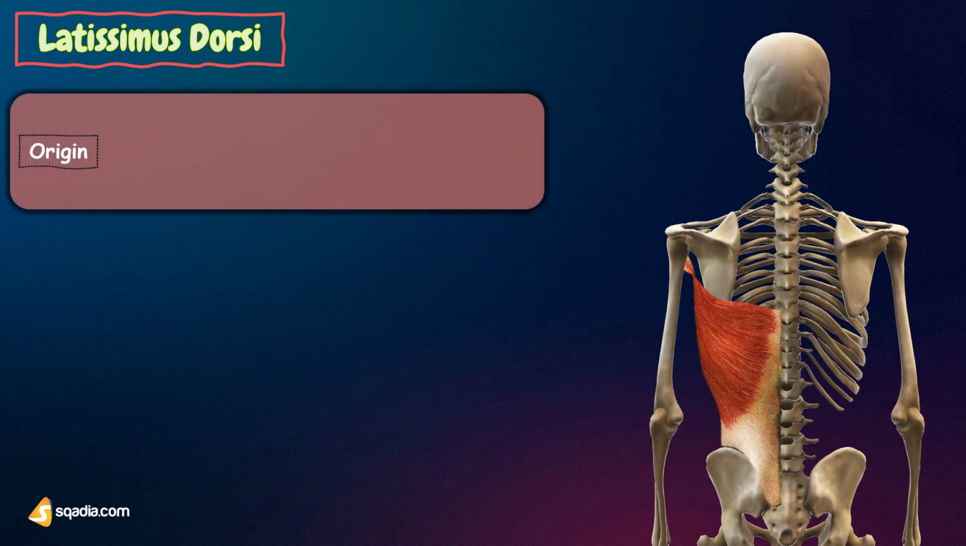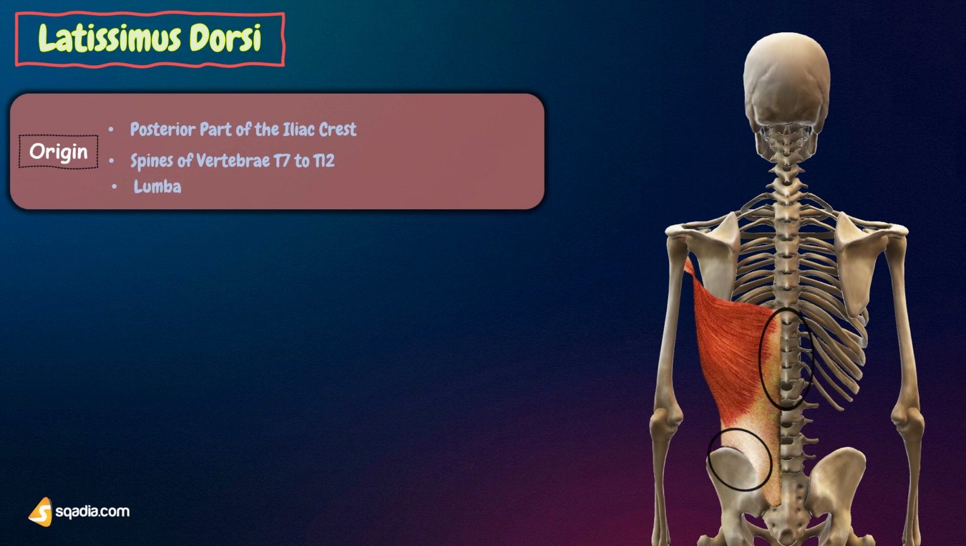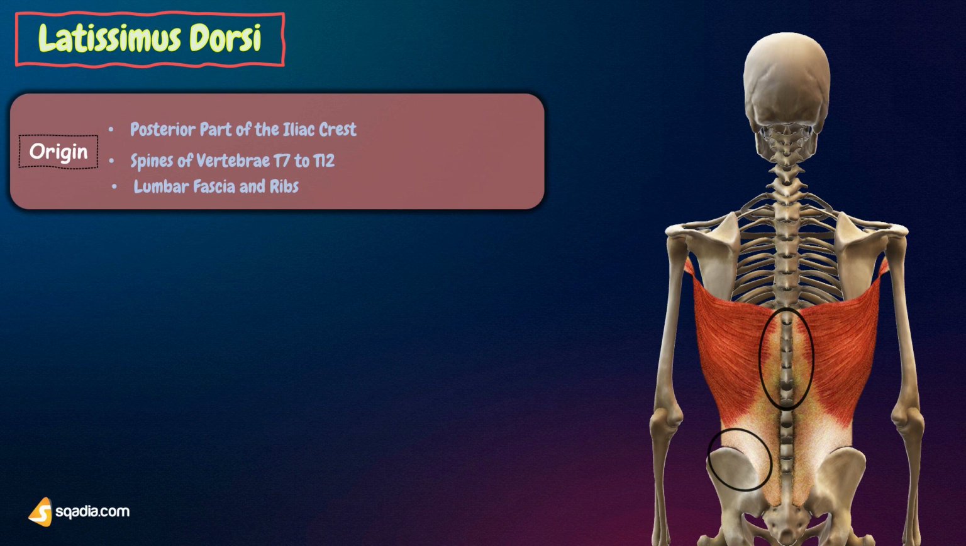Second, we have the latissimus dorsi muscle. The latissimus dorsi is a large, flat, triangular muscle that extends over the lumbar region and the lower part of the thorax. This is the only muscle which connects the pelvic girdle and vertebral column to the upper limb. It possesses extensive origin and narrow insertion.